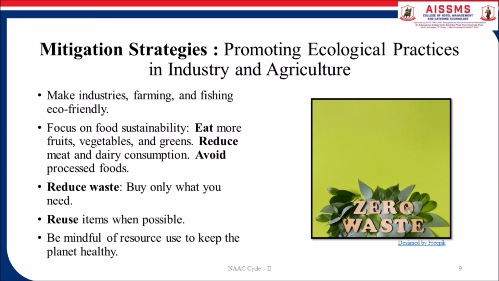That means making sure we can keep producing enough food for everyone without damaging the environment. We can do this by eating more fruits, vegetables and greens and cutting down on meat and dairy. Processed foods aren't great for the environment either, so it's good to avoid them when we can.